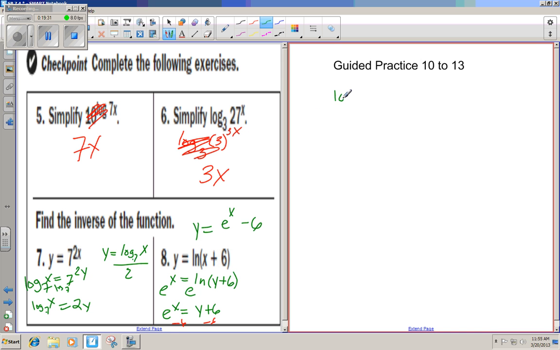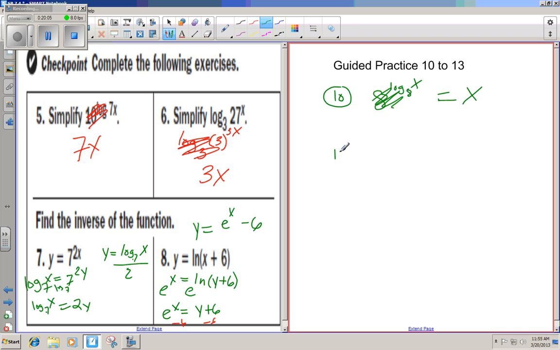Let's take a look at guided practice number 10. Guided practice number 10 says 8 to the power of. So 8 is the base. And then up here you have log base 8 of x. So a base of 8 undoes a log base 8. Simplify it to just x.